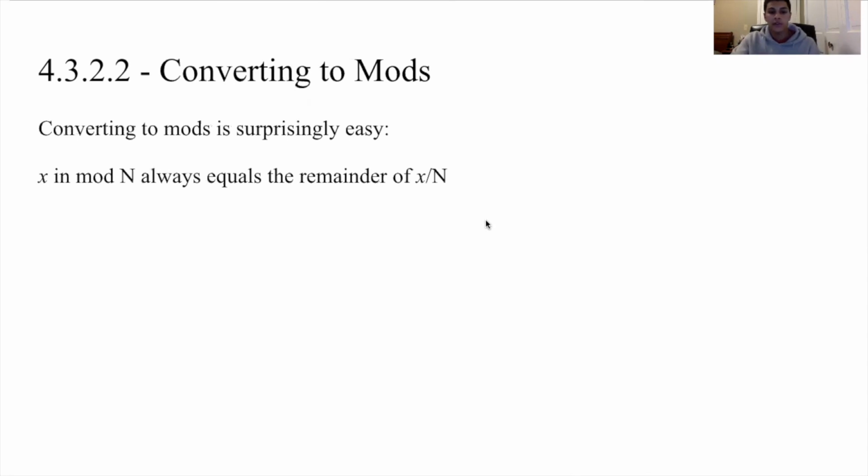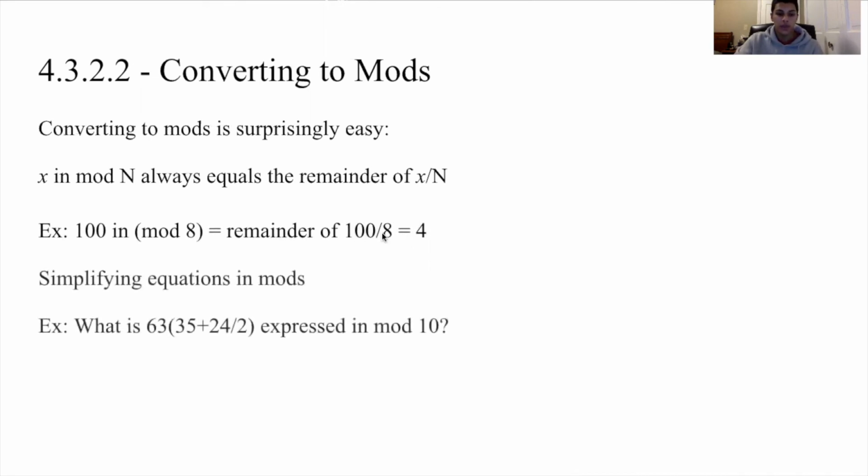Then we talked about converting to mods, which is actually surprisingly easy. When you have a number that you need to convert to mod n, then the remainder of x divided by n will be what that number is in that mod. So for example, 100 in mod 8 is going to be 4, because the remainder of 100 divided by 8 is 4. And then we talked about simplifying equations in mods, where we could simplify each number individually. So 63 would be 3, 35 would be 5, and 24 would be 4, all in mod 10, before we actually evaluate it out to simplify the equation.